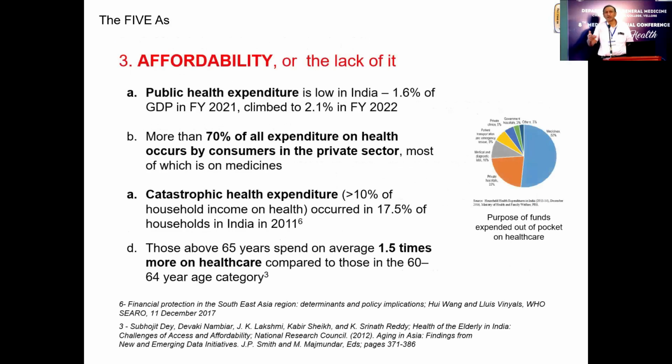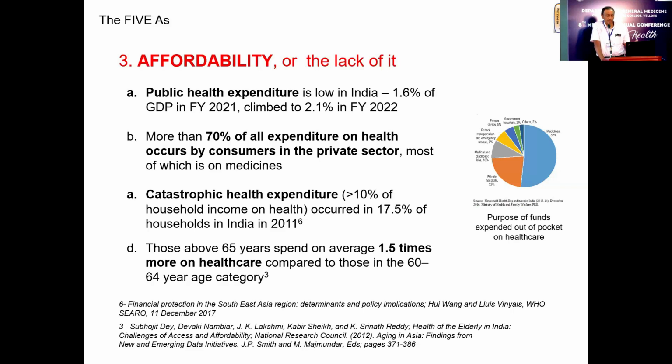The third, of course, and Ravi Dugal just covered this so beautifully in his presentation earlier, is the third A: affordability, or the lack of it. All these figures we've just seen in the previous presentation, where we talked about public health expenditure as a percentage of GDP. In fact, I thought it was 2.1, but I learned that it's 1.2. And more than 70% of all expenditure on health occurs in the private sector, which is again in line with what we just heard.